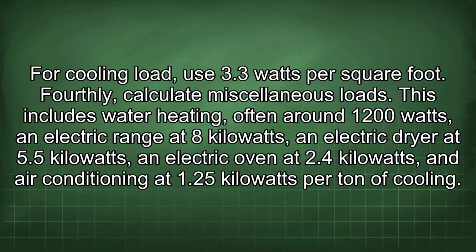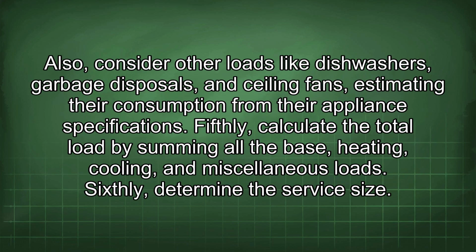Fourthly, calculate miscellaneous loads. This includes water heating, often around 1200 watts, an electric range at 8 kilowatts, an electric dryer at 5.5 kilowatts, an electric oven at 2.4 kilowatts, and air conditioning at 1.25 kilowatts per ton of cooling. Also, consider other loads like dishwashers, garbage disposals, and ceiling fans, estimating their consumption from their appliance specifications.